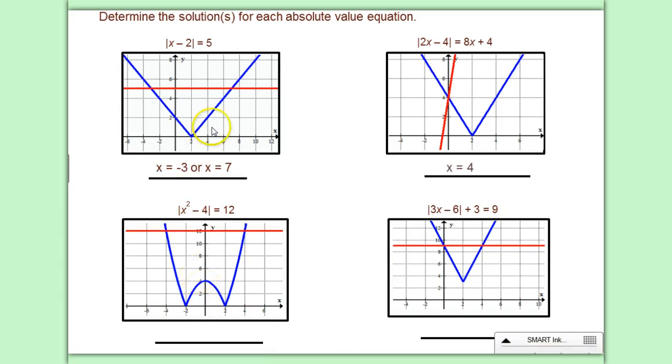So for the first one, you can see they intersect, looks like -3 and 7. The second one looks like the point of intersection happens at an x value of 4. For the third one, looks like it's at an x value of -4 and +4, and lastly 0 and 4.